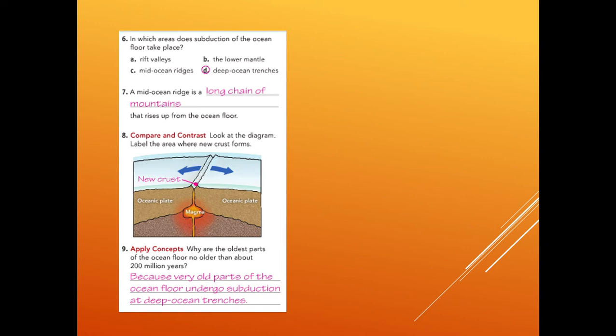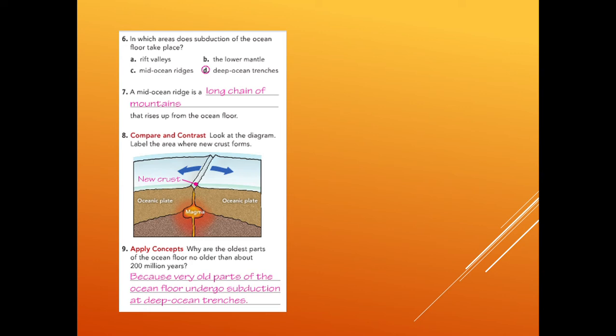Number 7, a mid-ocean ridge is a long chain of mountains that rises up from the ocean floor. Remember that this was studied several years ago with sonar, and they noticed that there are these mountain structures all around the world, and that they come right from the ocean floor, I mean.